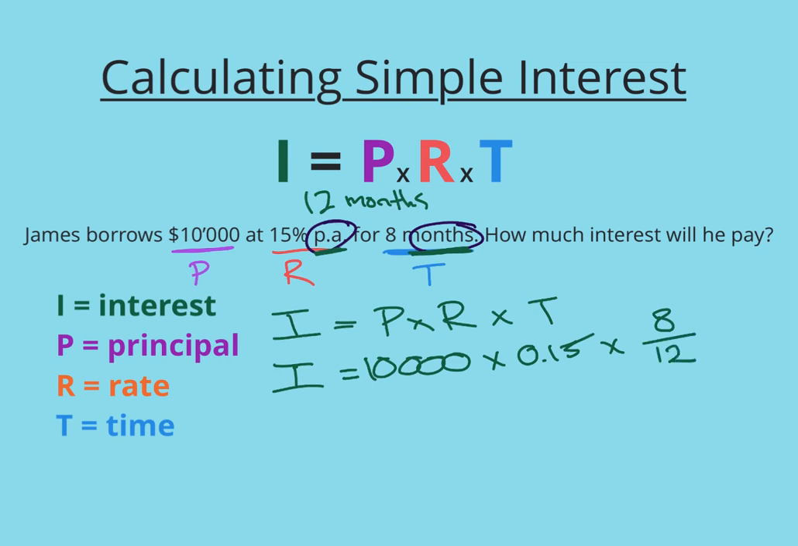So if you ever get a question where it has two different units, so one is yearly and one is monthly, you need to convert them to the same units. So, 8 out of 12 months. And then we can multiply those together in our calculator. So the interest that James is paying is $1,000. So super important to pay attention to the units that they're written in.